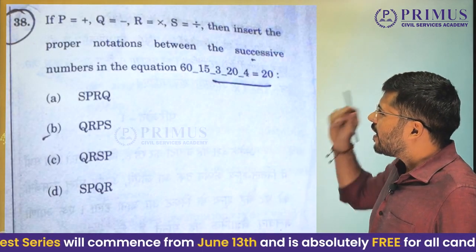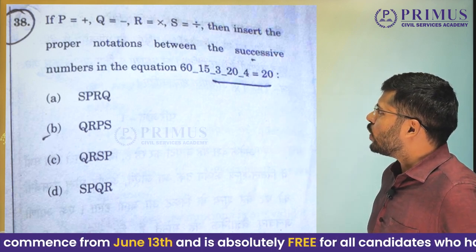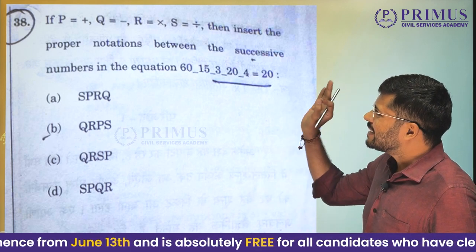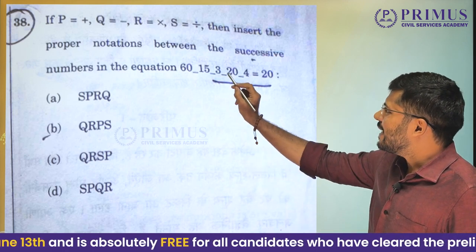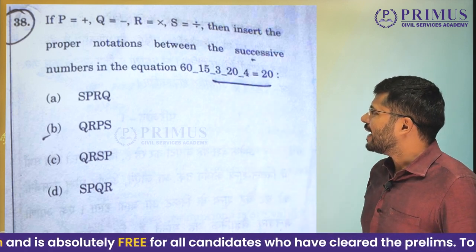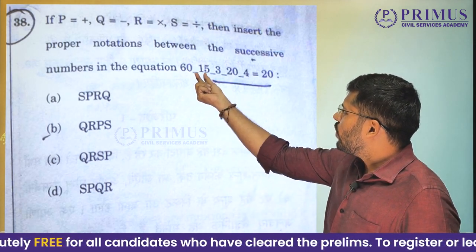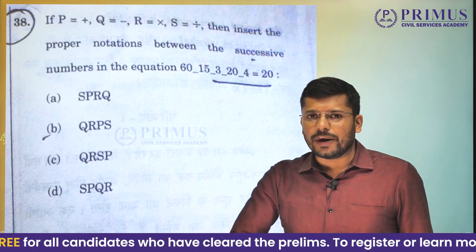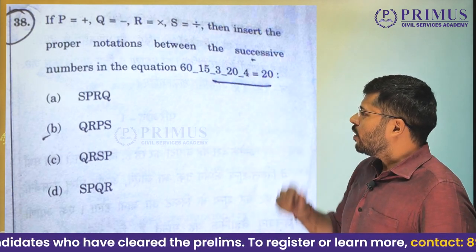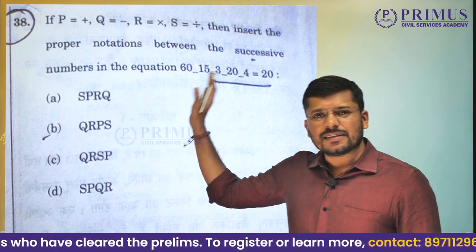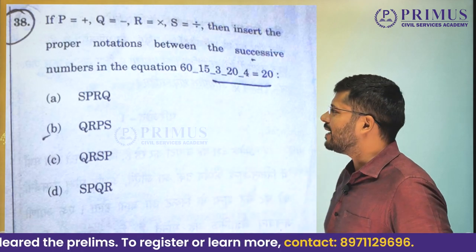Okay, if P is equal to plus and Q is equal to minus, R is equal to into and S is equal to divided by, then insert the proper notations between the successive numbers in the equation 60, 15, 3, 20, 4 is equal to 20. So here we need to fill in those mathematical operators which will give us the final result to be 20.